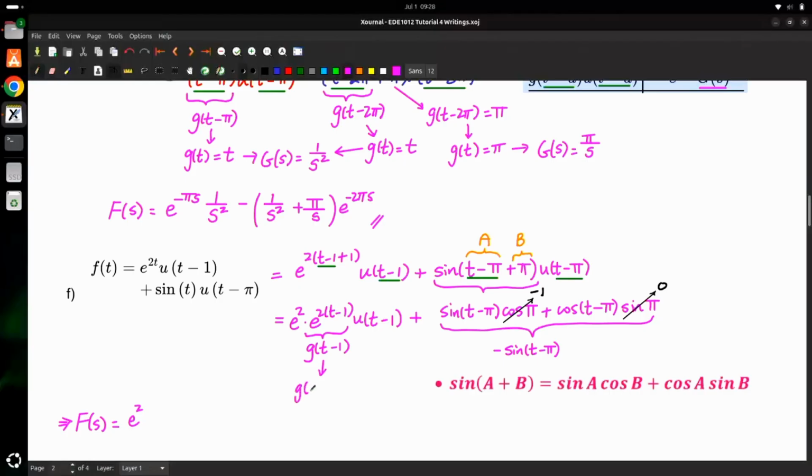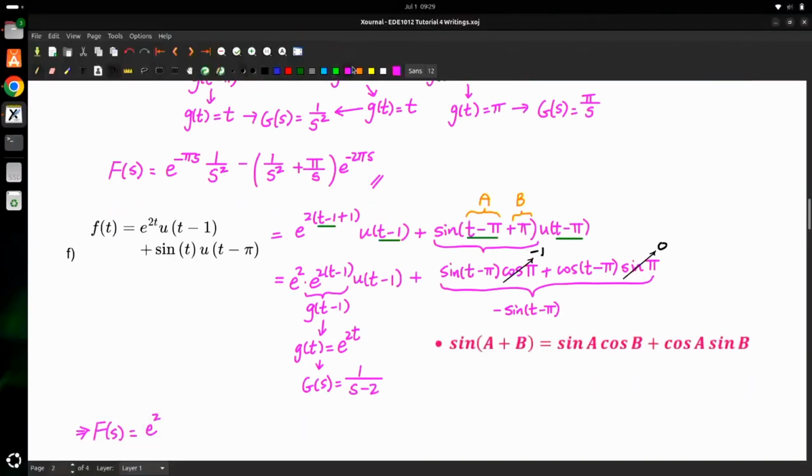So the g of t is just e to the 2t then. So that means to say that the big G of s will be the shifting, so 1 over s minus 2. So then that gives you your result already. So you'll be e squared, this term, then 1 over s minus 2 times e to the minus s, because it's minus 1 times s. So that will be your first term.